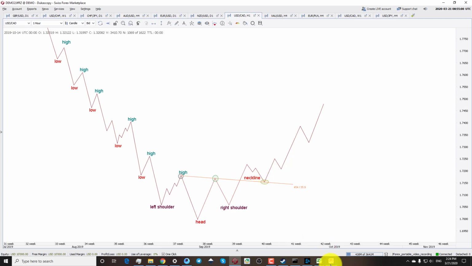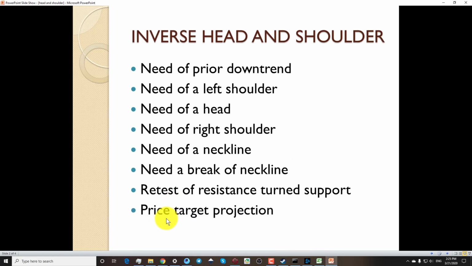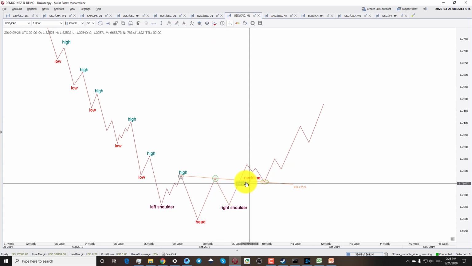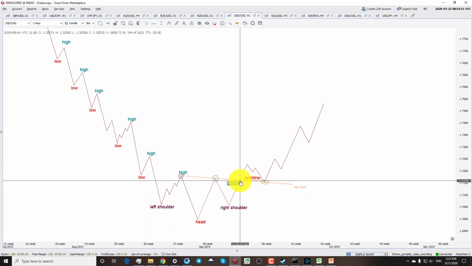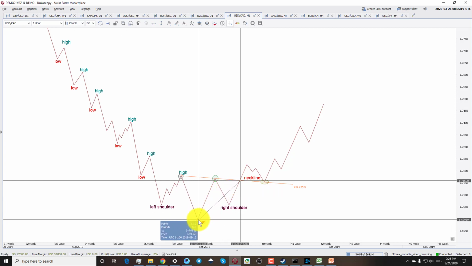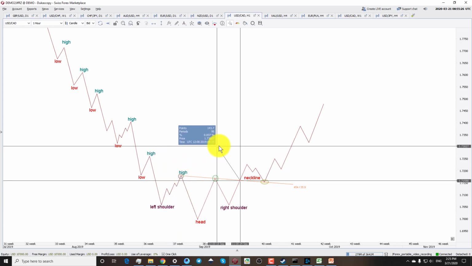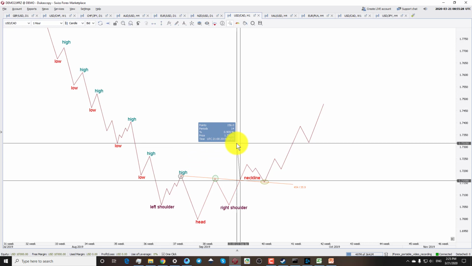And in the end, we have to project the price target. So how are we going to project the price target? We are going to project the price target by measuring the distance from the breaking point, which is here, to the head, and it amounts to 161 points in this case. So from here only we will be measuring to the upside equal to 161 points.